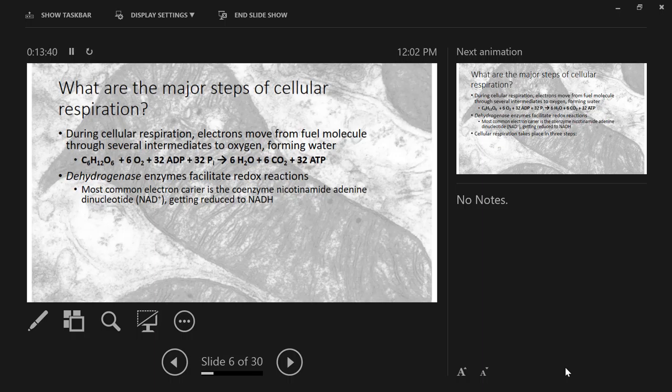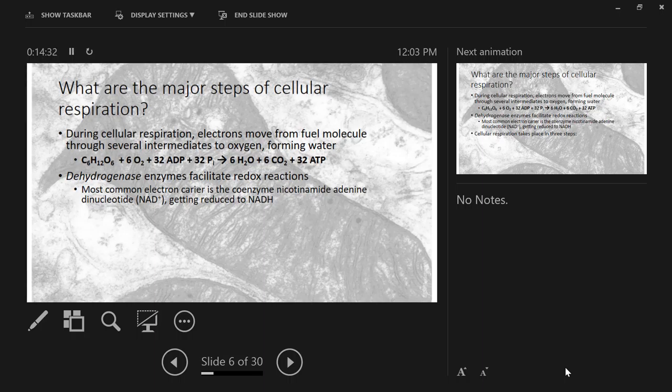So the most common electron carrier used in this process is NAD plus. This is nicotinamide adenine dinucleotide, and it gets reduced, that is, it gains electrons, and it also gains a hydrogen ion. If we look at this, initially it has a plus one charge. It takes on a hydrogen ion, which has what kind of a charge? A plus charge. So that should be two positive charges, but now it's neutral as NADH.